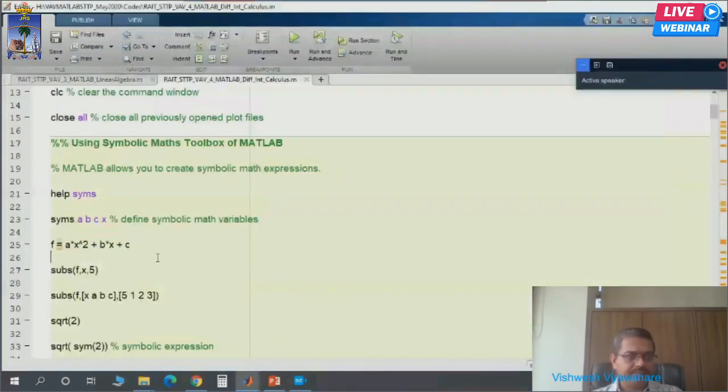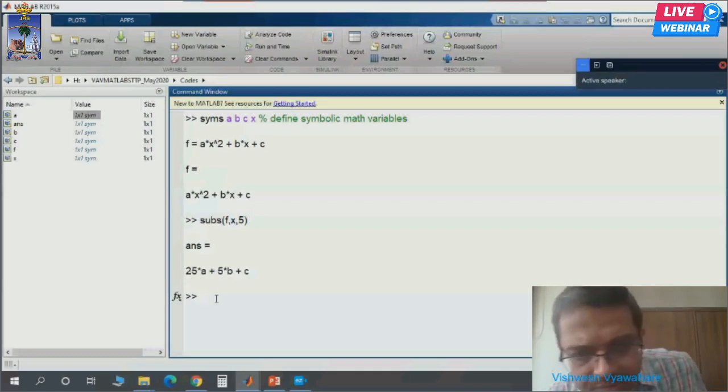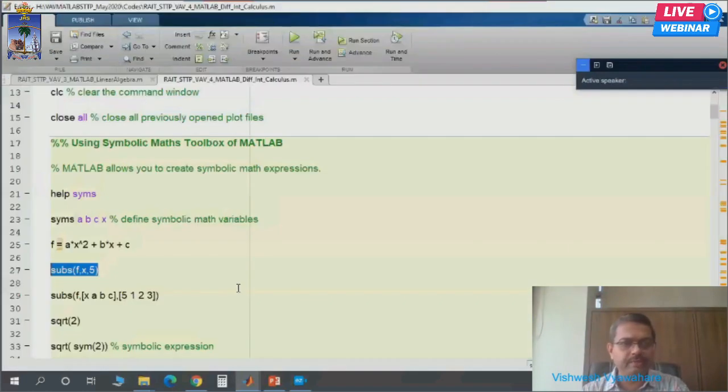Now, I can substitute a variable with a value. So what I am writing here is substitute f, x, 5. It tells MATLAB that in the above expression f, for variable x, you put 5 to get the answer. So 5 square is 25a plus 5b plus c. So this is how the symbolic toolbox is used in MATLAB.